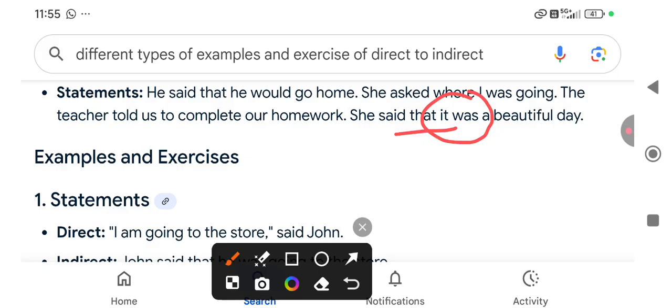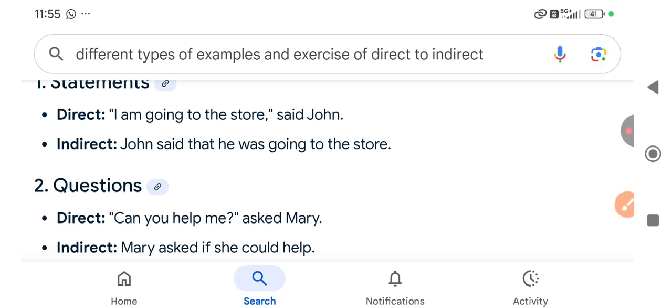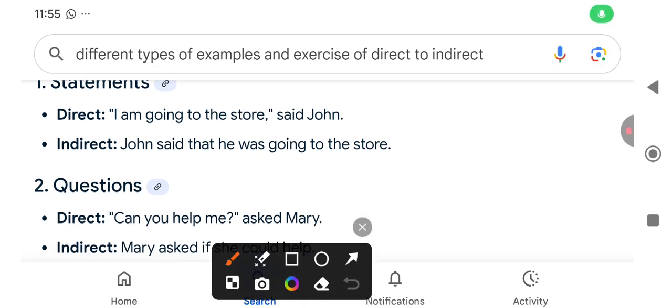Then you have to change, it was a beautiful day, this way. So first statement, example of statement: "I am going to the store," said John. Sometimes the reporting speech may be written afterwards, mentioned after the reported speech, it happens. But when you change reporting to reported, first you take the reporting verb. Who is reporting? John said, right? That is the first change.